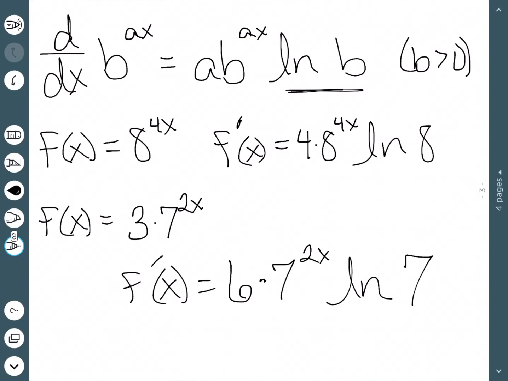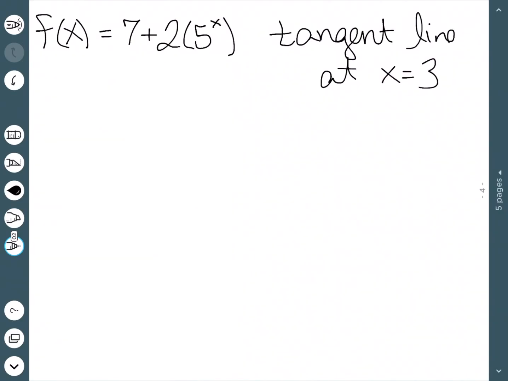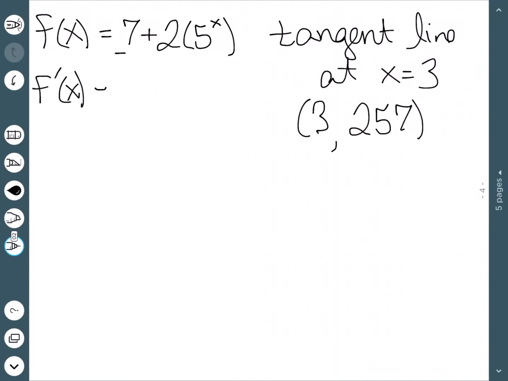And let's do one more example with tangent lines. Here I want to find the tangent line at x equal to 3. So first we're going to stick 3 in. We need 5 cubed times 2 plus 7, which would give us a y value of 257. We also need the derivative. The derivative of a constant is just 0. And then I have this 5, so I have a 5 to the x ln of 5. Since there's no number inside of the exponent, I don't need to multiply by anything out front.